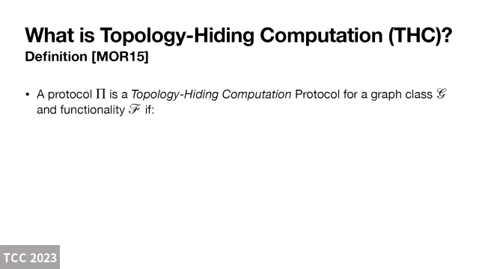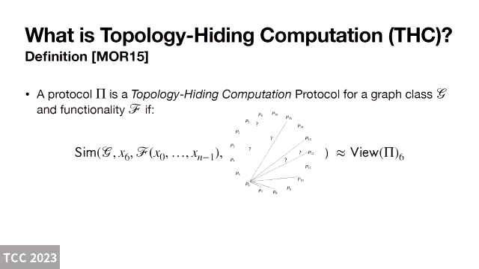Okay, so a bit more formally, and this was first defined by MOR15, we say that a protocol pi is a topology hiding computation protocol for a graph class G and a functionality F. If, let's say, P6 is corrupted, then there exists a simulator, which on input the graph class, the corrupted party's input, the output, and the corrupted party's local view in this graph can output a distribution that's indistinguishable from the view of the party in the real world. Okay, and this definition naturally extends to many corruptions.